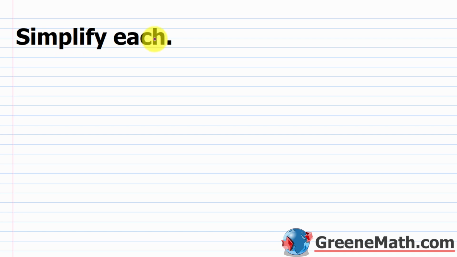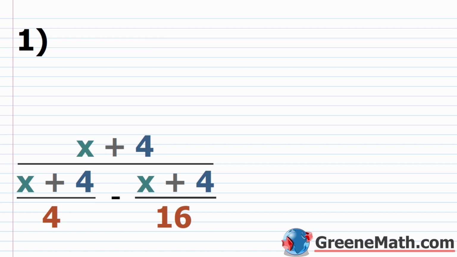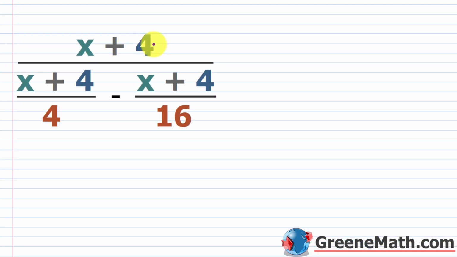So we're told here to simplify each. Let's come down to the first question. And so let's read this guy. We have x plus 4 over 4, and then minus x plus 4 over 16. All right, so if you want to simplify a complex rational expression, you have a lot of different strategies to do this. I'm going to use the LCD method.